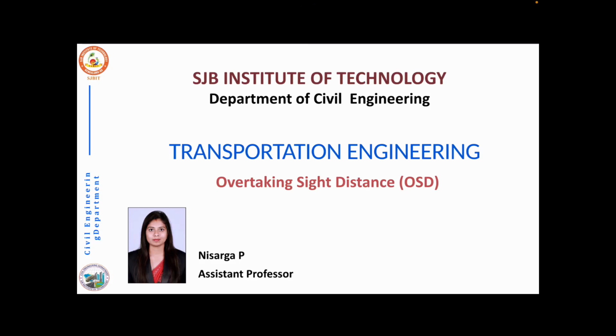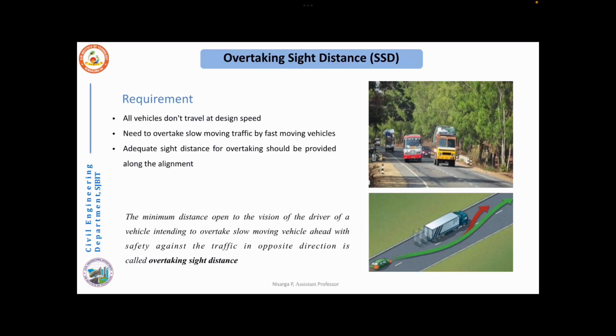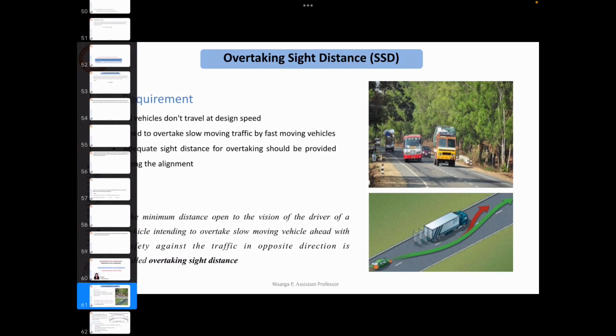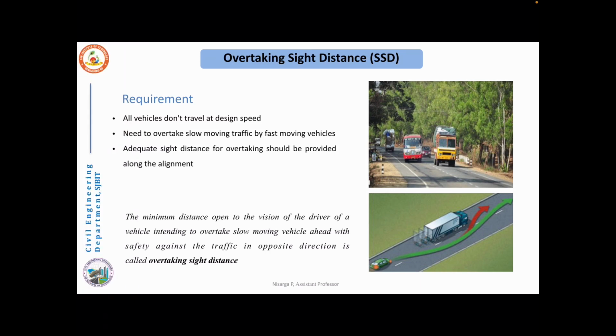Hello students, in this session let us learn what is overtaking sight distance or OSD, the requirement of OSD and how the OSD will be determined. So we'll first learn what is the requirement of the OSD. If all the vehicles travel at the design speed, absolutely there will not be any requirement for overtaking operation.